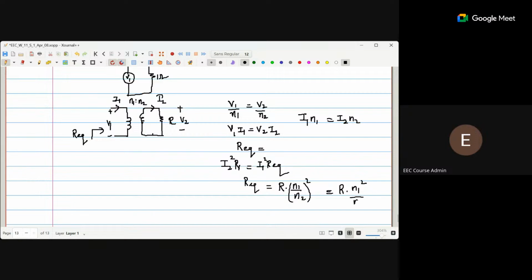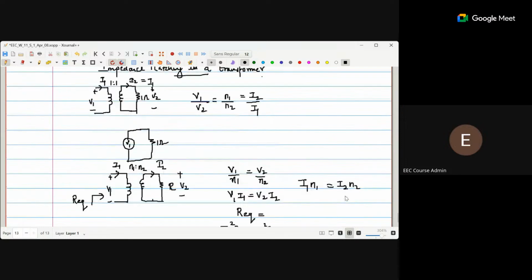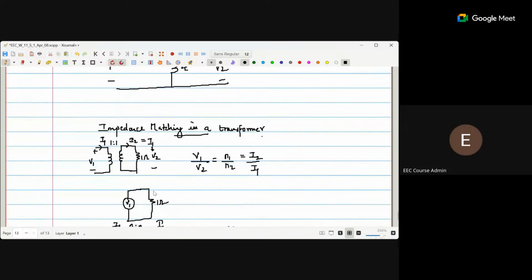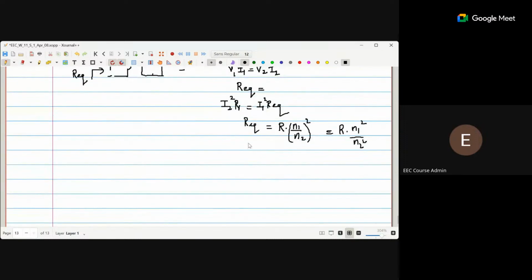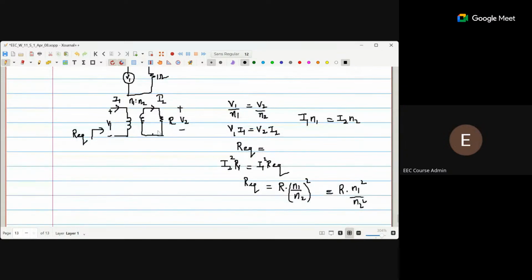If you substitute here for R 1 ohm, what do you get? R equivalent will be 1 ohm into N1 by N2 the whole square, and N1 by N2 was 1 is to 1, the first case where we had seen. So you will get simply R equivalent as R. That means that 1 ohm is just seen as 1 ohm on the primary side. If you connect any other resistor, by means of this impedance matching relation, R equivalent is R into N1 square by N2 square. That will be the resistance seen from the primary side when you connect a resistance R in the secondary.